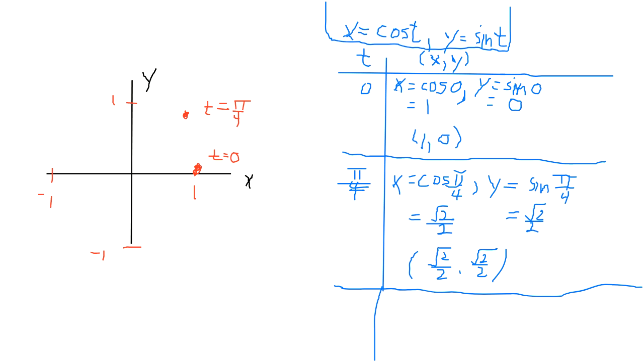What's maybe another good value? How about pi over 2? When t equals pi over 2, cosine of pi over 2 is going to give you 0. That's right, Zoe. And the sine of pi over 2 is going to give you, what's the sine of 90 degrees? 1. That's right, John.